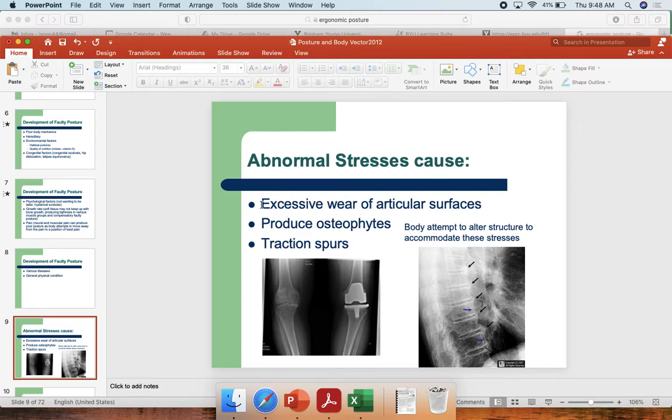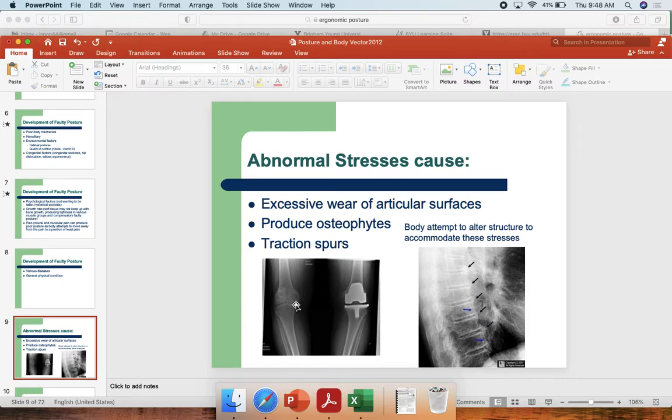So the abnormal stresses can cause excessive wear of articular surfaces. A good example of that is here in the knee. You can see in this knee, if someone has a genu varum, right, and they're always bow-legged and they have these wide knees, they tend to put a lot of stress on this medial femoral condyle and this medial tibial plateau.